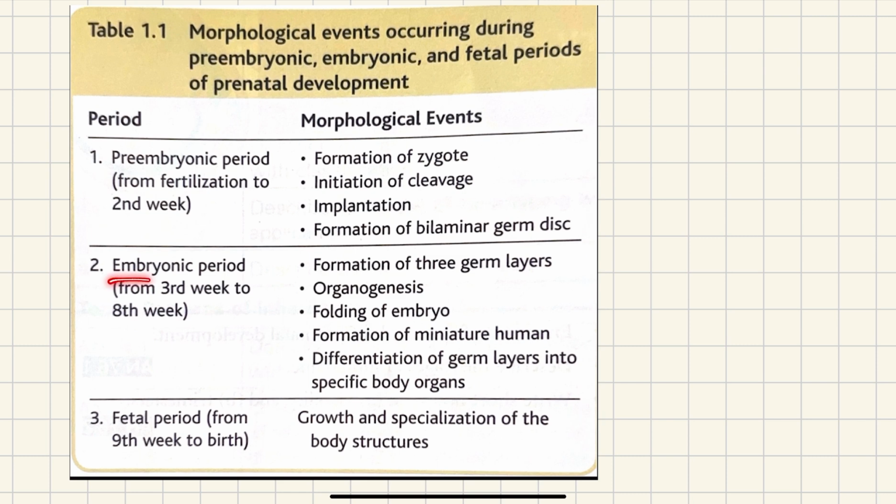Now in the embryonic period, which is from 3rd week to the 8th week as we discussed earlier, you have the formation of 3 germ layers. Now germ layers is from where your organ systems are derived. Then you have organogenesis, that is starting of the development of organs. Then you have the folding of embryo. You know this particular shape of the embryo which you see.